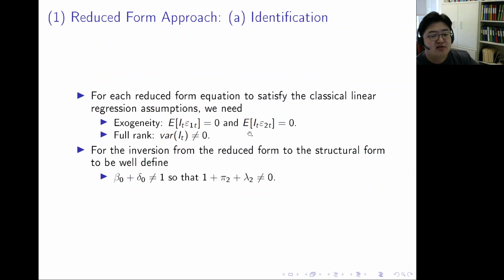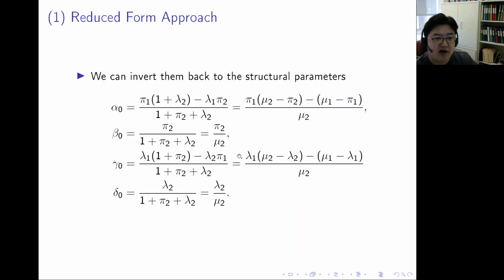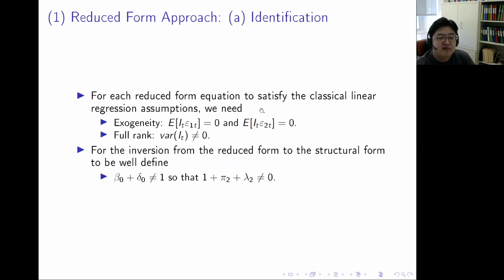So identification. Based on this algebra, we can think about identification. First, to identify the reduced form equations, they are regressions. Basically, the reduced form equations are the classical linear regression equations. So we have to check the assumptions, exogeneity and full rank. We assume exogeneity for investment, and also we assume the full rank: the variance of investment should be non-zero, right?